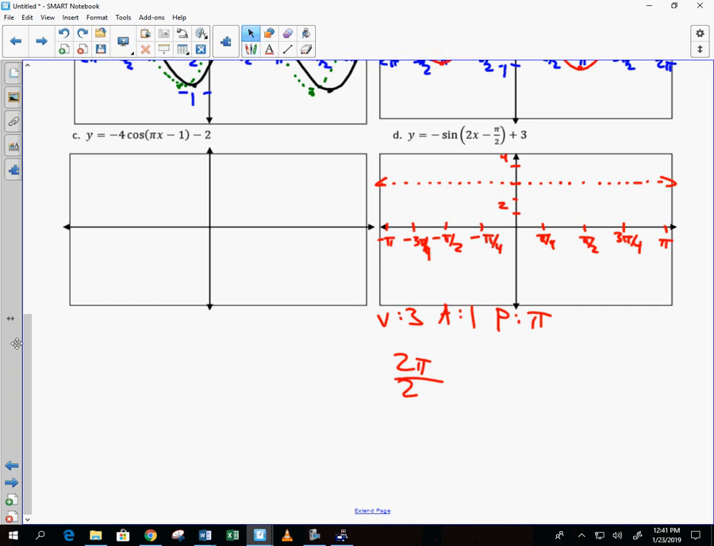Sketch a ghost graph. Where? Middle. And it goes down.